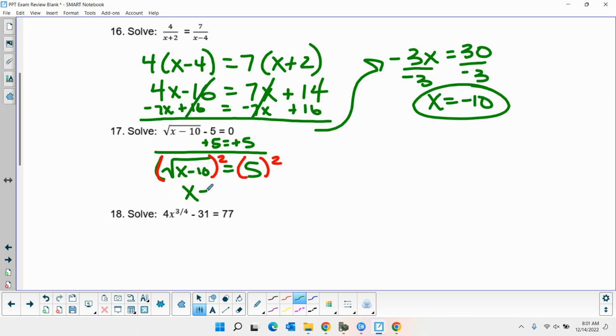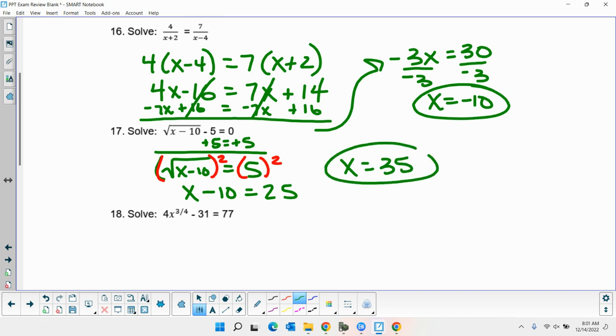So I get x minus 10 on the left. Sorry, not equals. x minus 10 equals 25. And then I add 10 to the 25, so we get x is 35. And we're supposed to check that too. And 35 minus 10 gives me 25. The square root is 5. It works out. Okay? But sometimes those don't work out either when we put them back in the original problem.